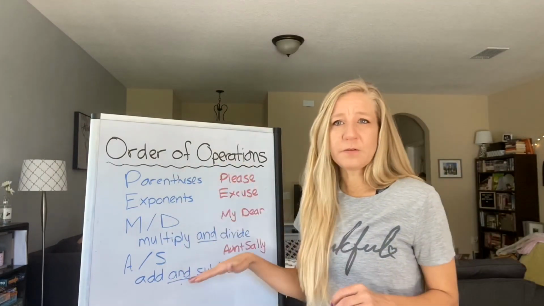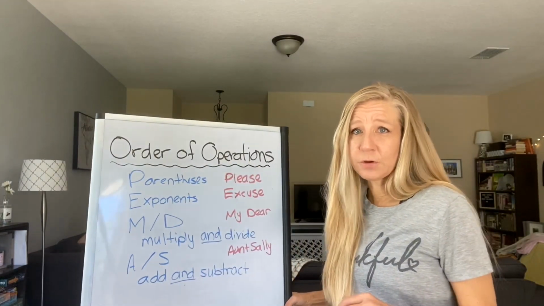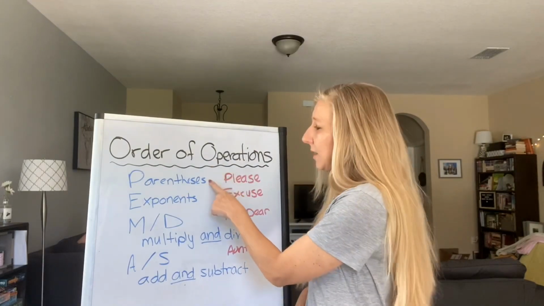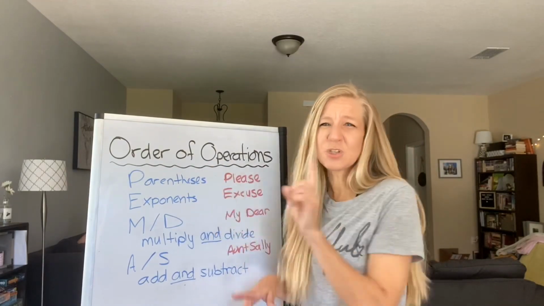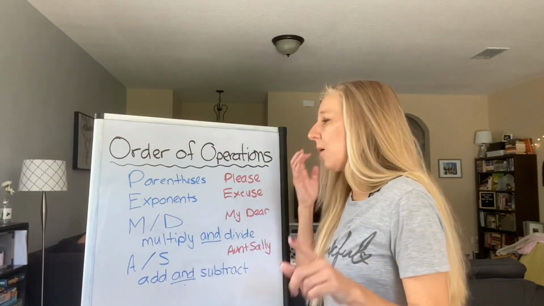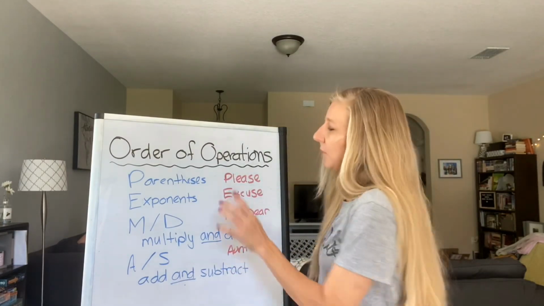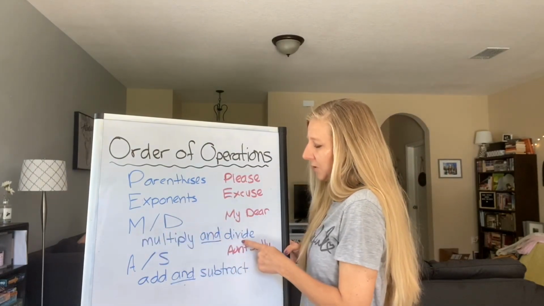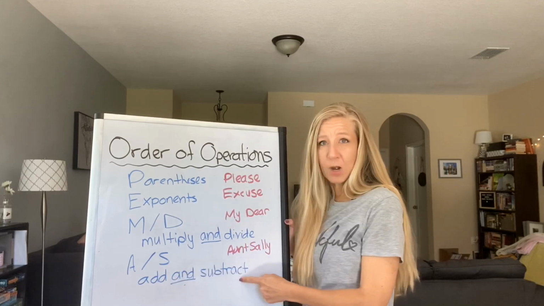Here is the list of the order, and you might remember this from earlier this year. Parentheses is first, then exponents, which we haven't used in 4th grade. You will later in 5th grade, and we'll talk briefly about what that means. But parentheses, exponents, multiplication and division, addition and subtraction.